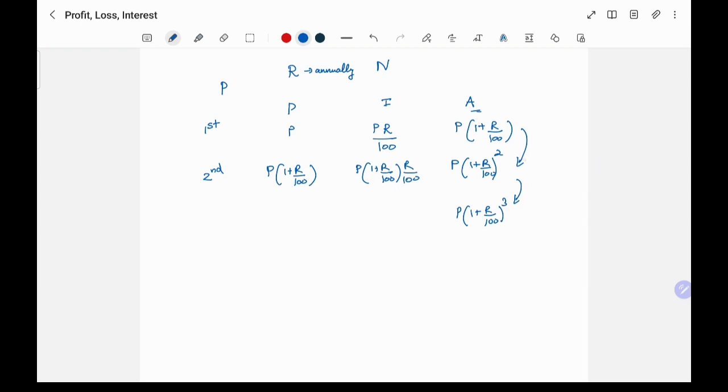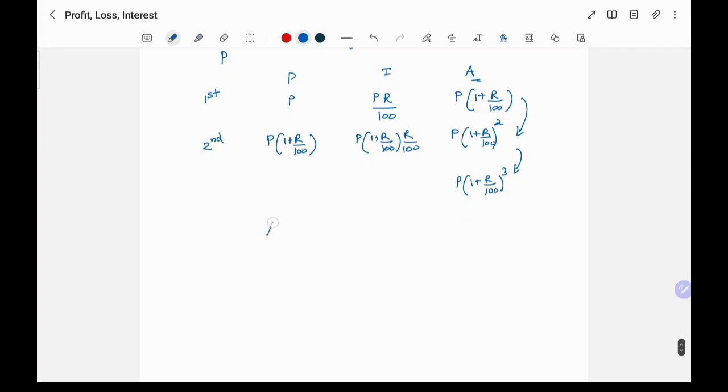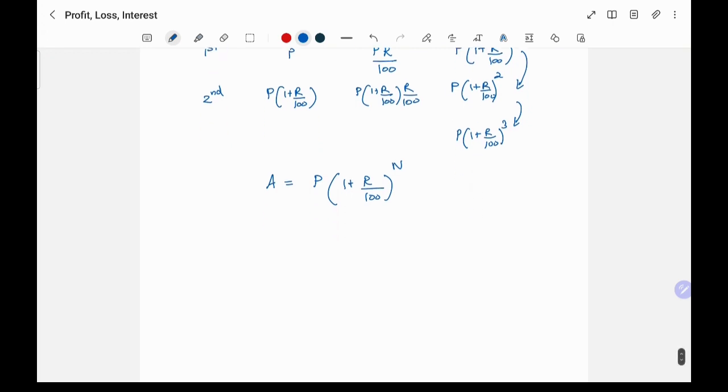So the amount is in some form of GP, right? So the amount in compound interest is given by P into 1 plus R by 100 whole power N. So here the rate is compounded annually and N is the number of years.